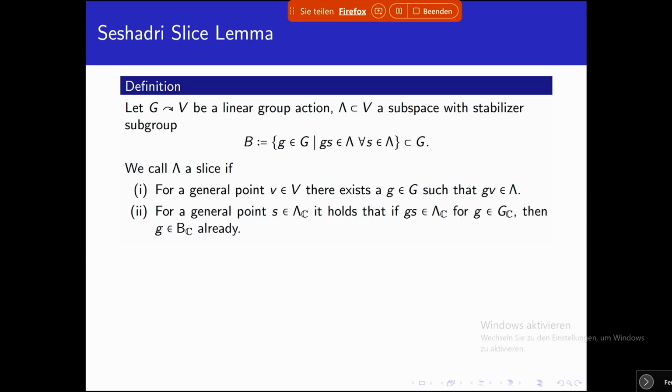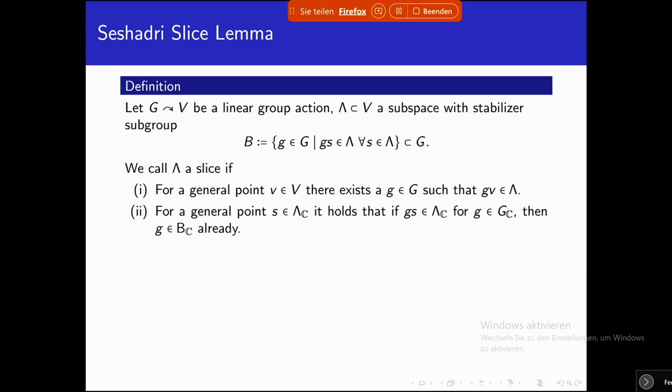First of all, we need to define a slice to do this. So again, we have the same setup as before, some linear group action, and now we take some subspace of our large vector space, which we call lambda. And then we take a look at B, which is the stabilizer. So it consists of all elements in our group G which fix our small subspace. And the subspace is called a slice if 2 conditions hold, which I think are very intuitive. So for a general point, meaning again, we find a Zariski open set of points where it holds, we need to have that G can move this general point into our slice.